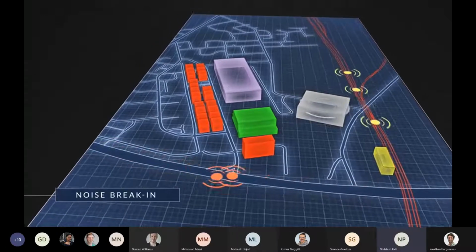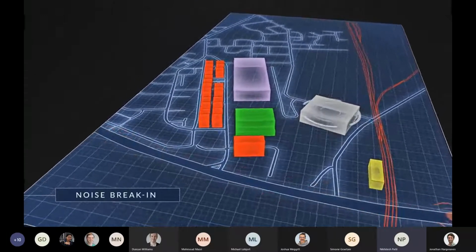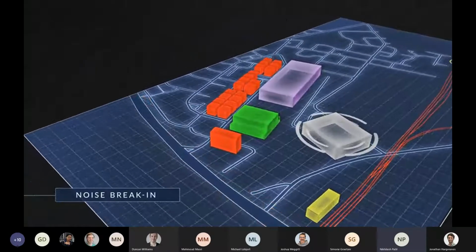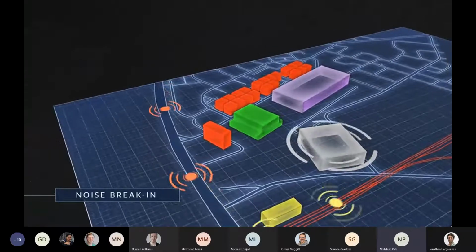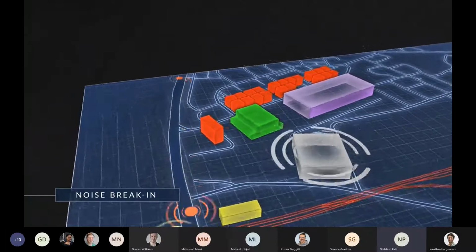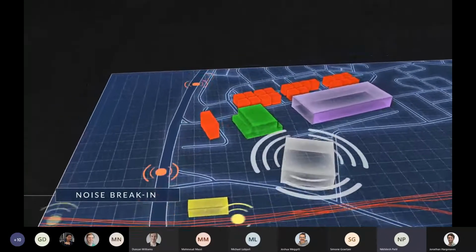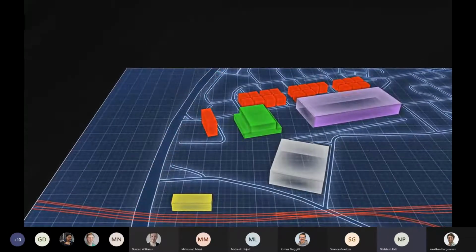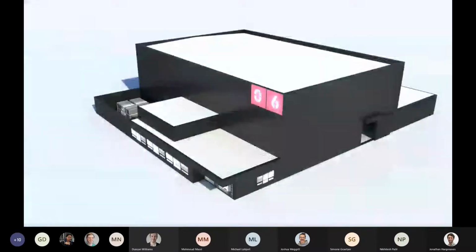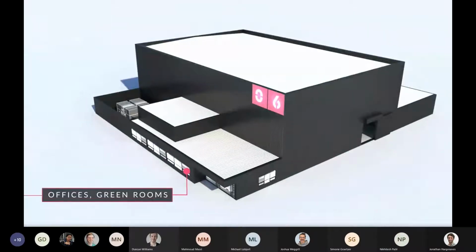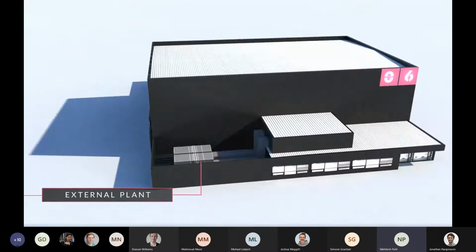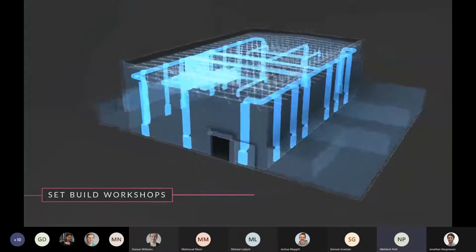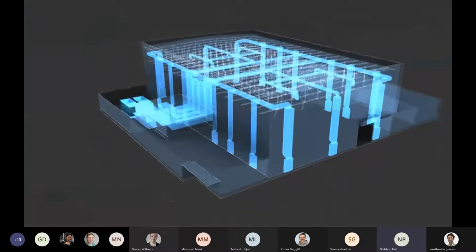But also the other way around, to make sure that the noise break-in from the industrial sites or train or any transport facilities and adjoining roads doesn't interfere with the acoustics in the main stage, which is a very critical NR20 type of requirement. So the studio itself had offices, external plant areas, set build workshops, and the main stage area.